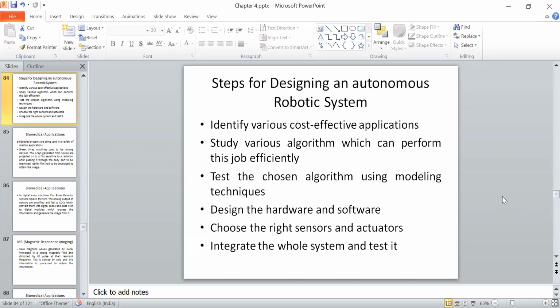सो फर्स्ट ऑफ ऑल यू हैव टू आइडेंटिफाई वेरी कॉस्ट इफेक्टिव एप्लीकेशन. Then you have to study certain kind of algorithm and find out which algorithm works perfectly for you. Okay. Then you design the hardware and software, choose the right sensors and actuators, and integrate the whole system.